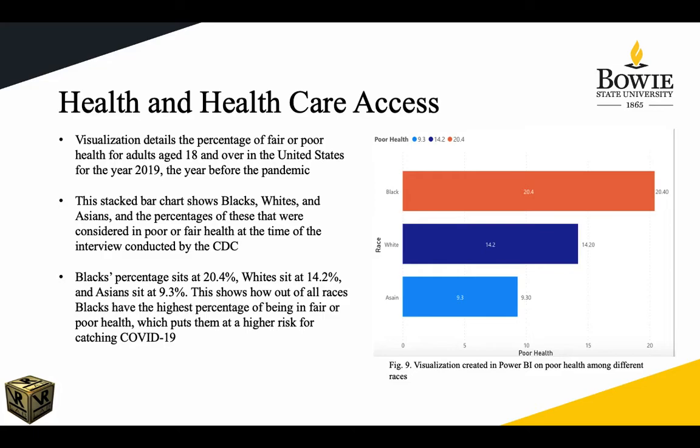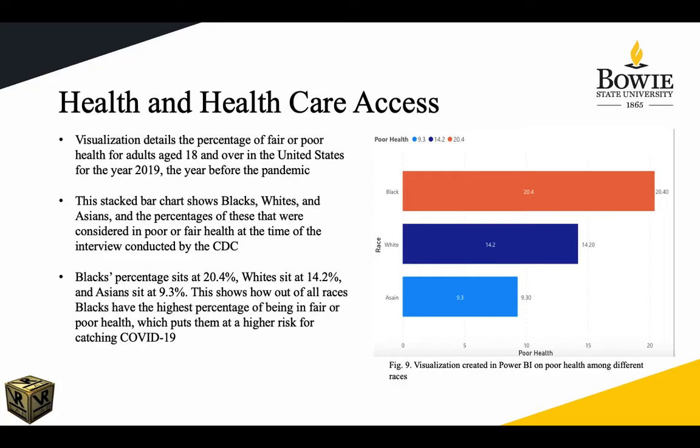Being in poor health, like having high rates of existing medical conditions such as high blood pressure, diabetes, asthma, heart, liver and kidney diseases, can put one at an increased risk of severe illness if they get COVID-19. This visual was made in Power BI based on data that I downloaded from the CDC website, where an interview was conducted on health statistics that detailed the percentage of fair or poor health for adults aged 18 and over in the United States for the year 2019, which is obviously the year before the pandemic.